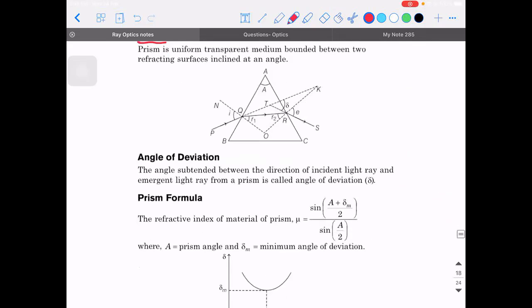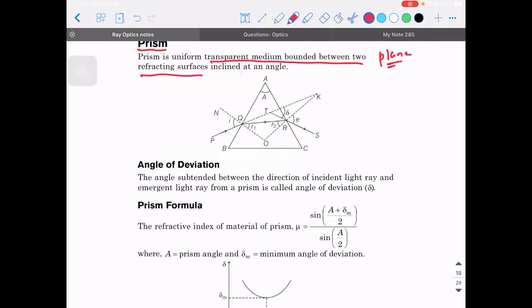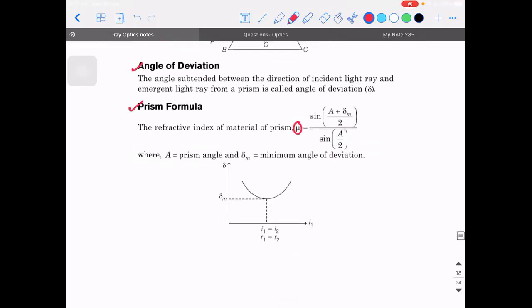So prism concept, you know, guys. It's a uniform transparent medium bounded between two refracting surfaces. Actually, I can add two plane refracting surfaces, right? So you have the concept of angle of deviation, then you have the prism formula which is used to calculate the refractive index, and you have a graph which shows the variation between delta and the angle of incidence. Delta is the angle of deviation, and I is the angle of incidence, right?